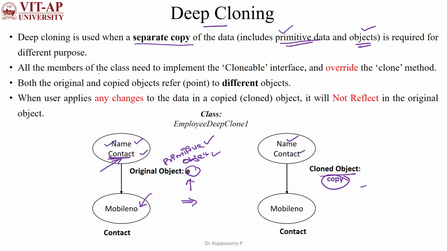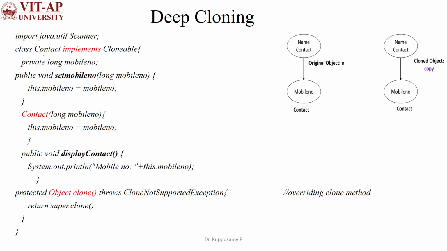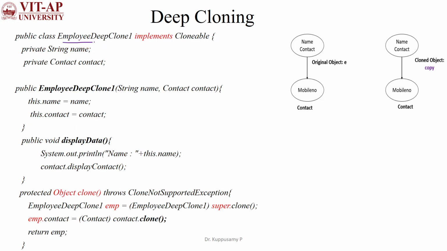Based upon that, all the members of the class need to implement the Cloneable interface. Here we have two classes. One is the employee deep clone one class, which is used to create the original object E, and contact is another class which is used to create the object contact. Contact is one class and employee deep clone one is another class. Both are implementing the Cloneable interface.